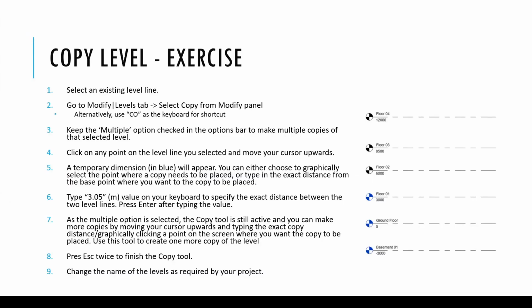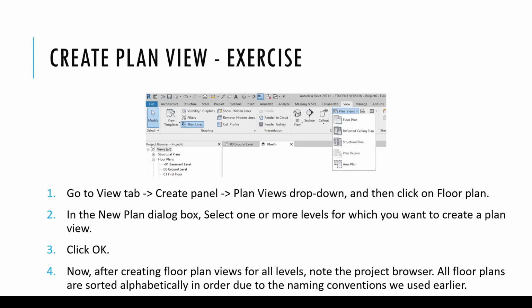Before we move on to the next topic, you may try to follow these steps to create a copy of the level that you have in your project. Once you have a copy, you will see that the level line that you copied has a black color symbol. You may try to follow this exercise here to create a plan view of the level that you copied. Once you create a plan view for that level, go back to the level line and check whether the symbol turned blue or not.